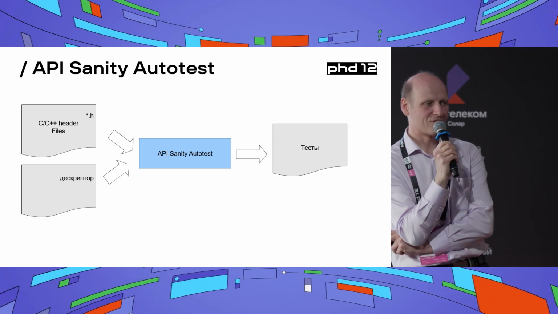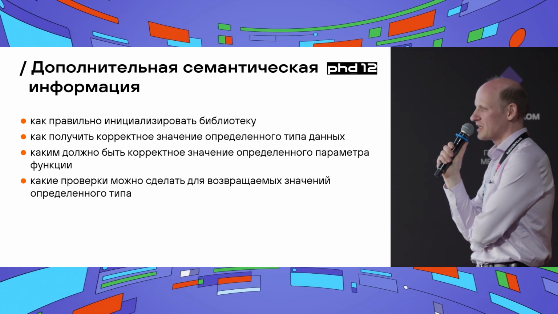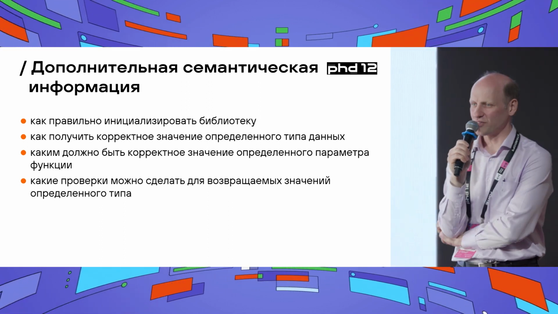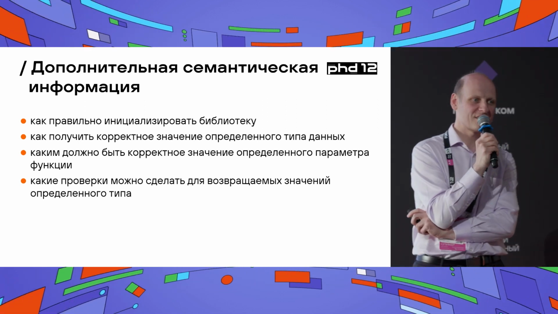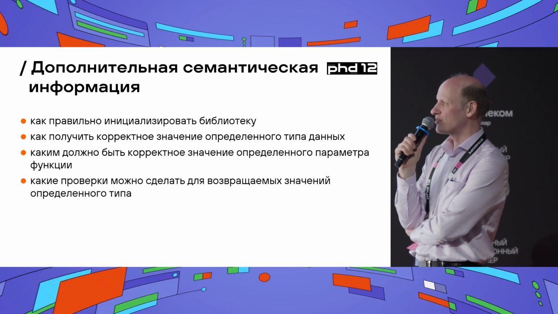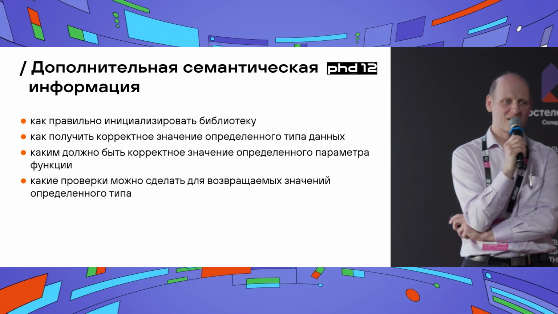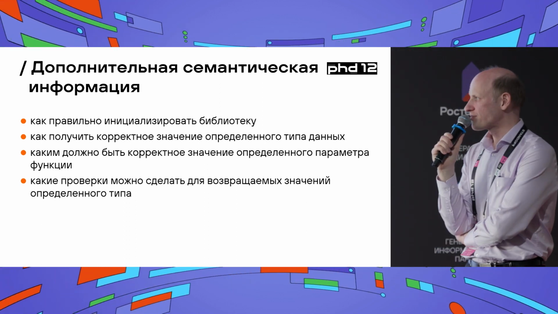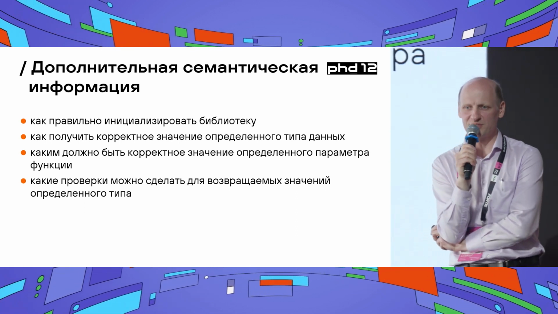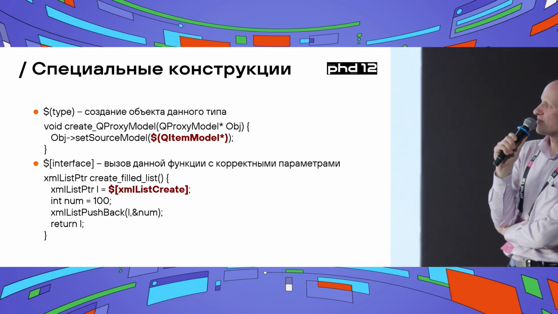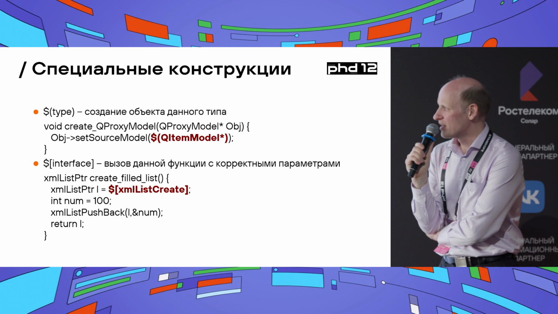So we added some manual descriptors. And the descriptors featured information that couldn't be extracted from the header, such as, for example, how to analyze the library to call functions, how to get appropriate values of certain types if that was not a trivial task. And if the method had any specific features, that could also be described. So this is how it looks.